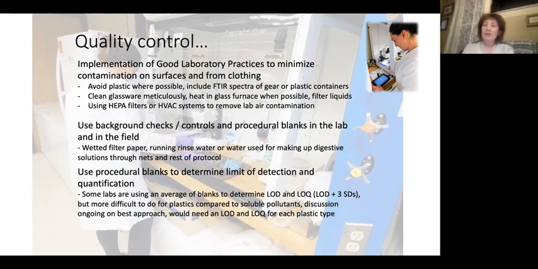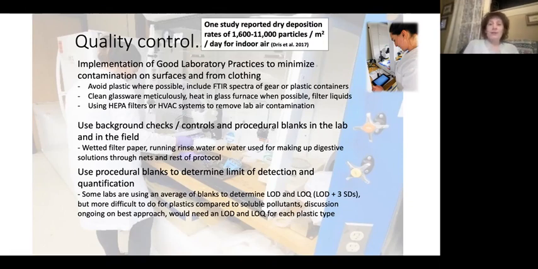It can sometimes be easier if your blanks end up being the same plastic type every time you get something in there. Because our building has blue carpets, there are often blue fibers in our blanks because it's getting circulated in the HVAC system. And so it's easy to say, oh yes, that's the typical blue fiber we see in our blanks, and so we're not going to count that if we see it in one of our samples. But having an LOD and an LOQ for each plastic type can get a little bit tricky.